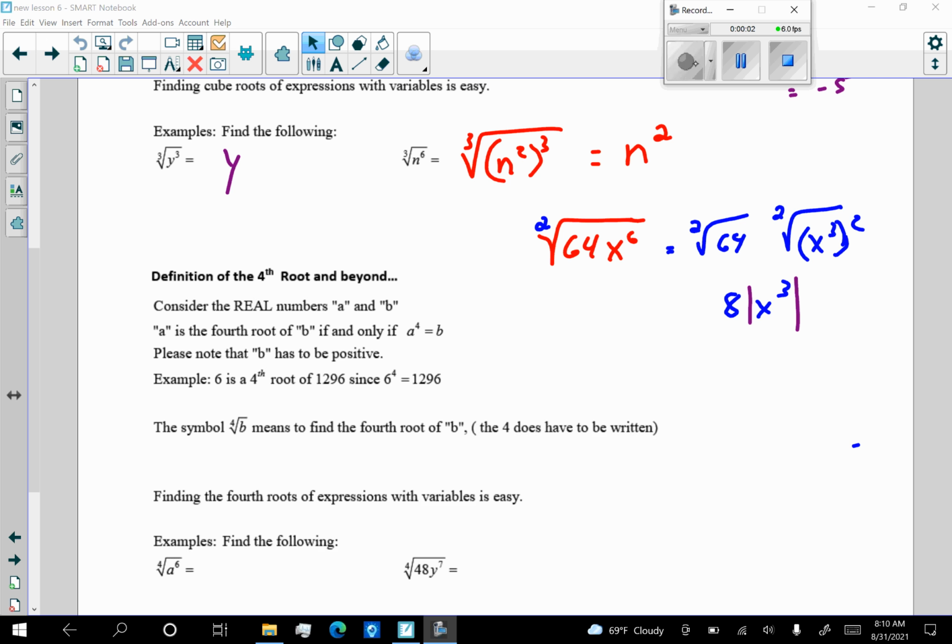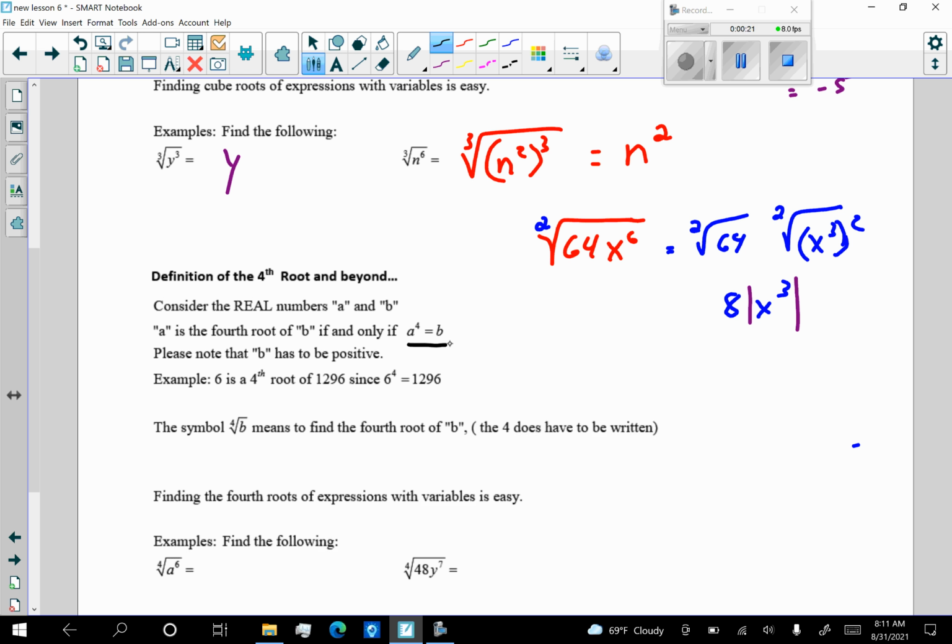So let's continue our discussion about roots. And here's the definition of the fourth root and beyond. Consider the real numbers a and b. A is the fourth root of b if and only if a to the fourth is b. Please note that b has to be positive. Anything to the fourth power is positive.